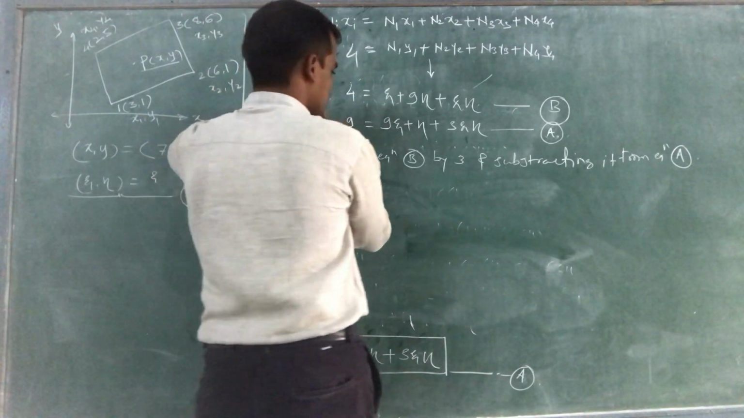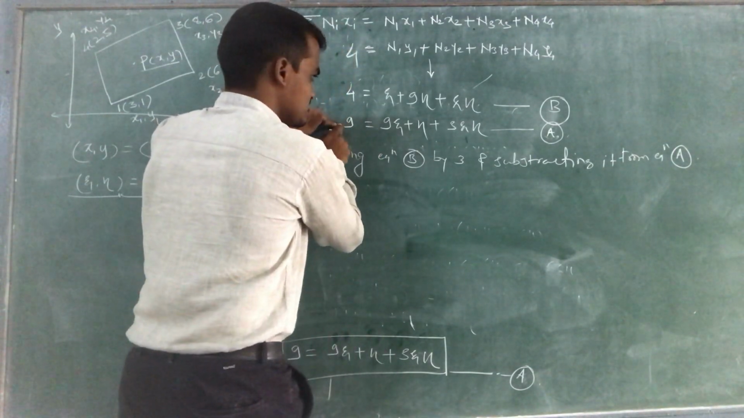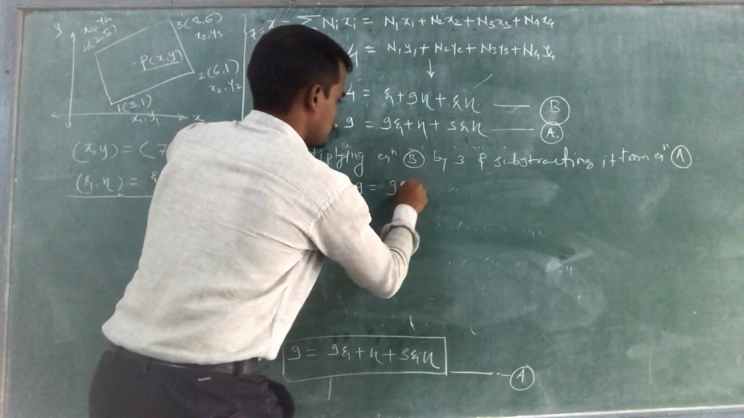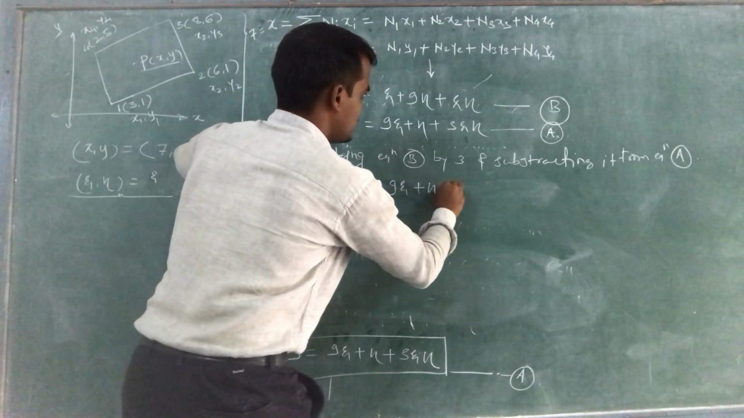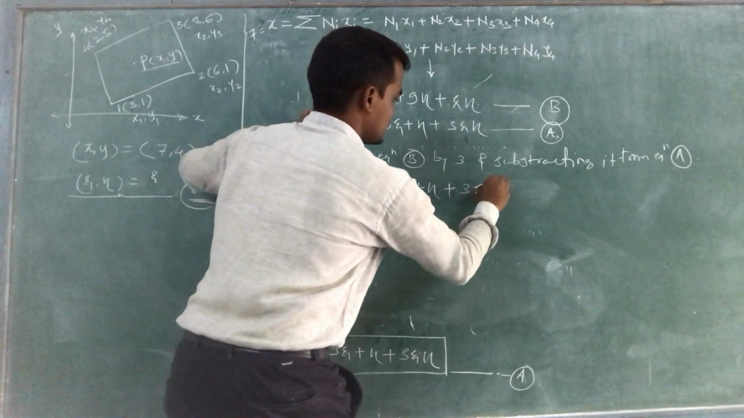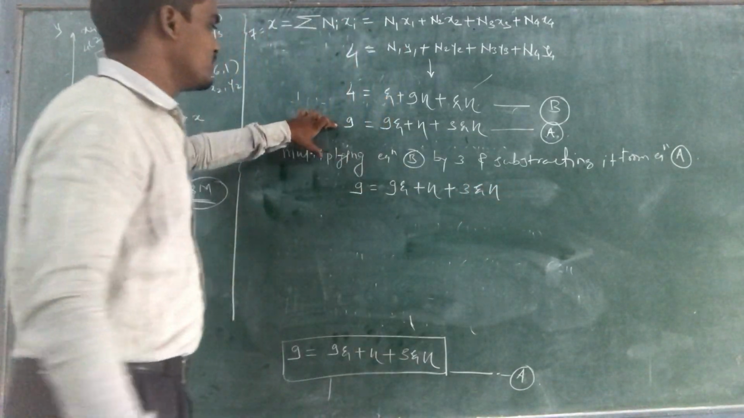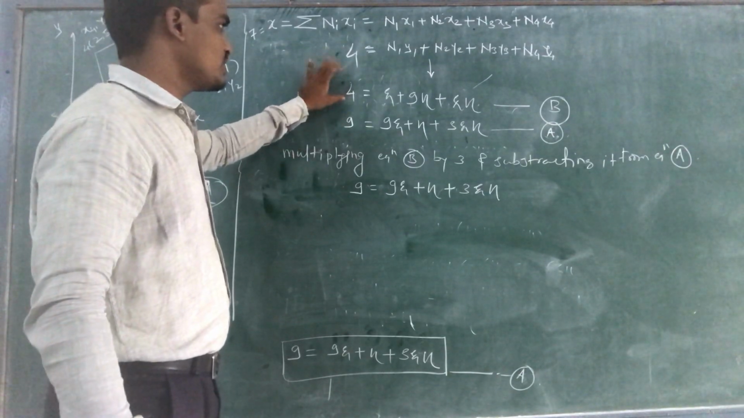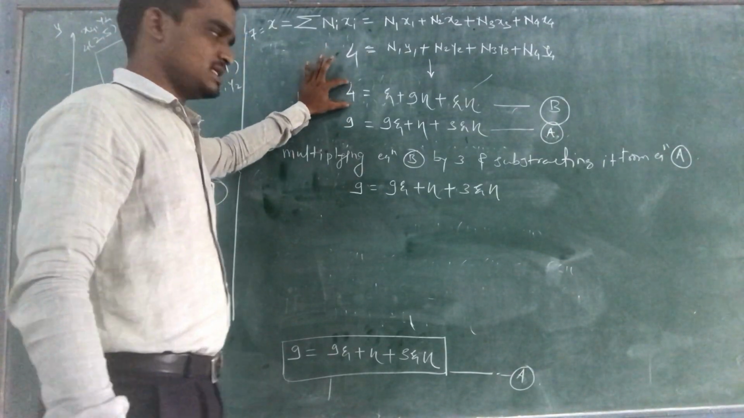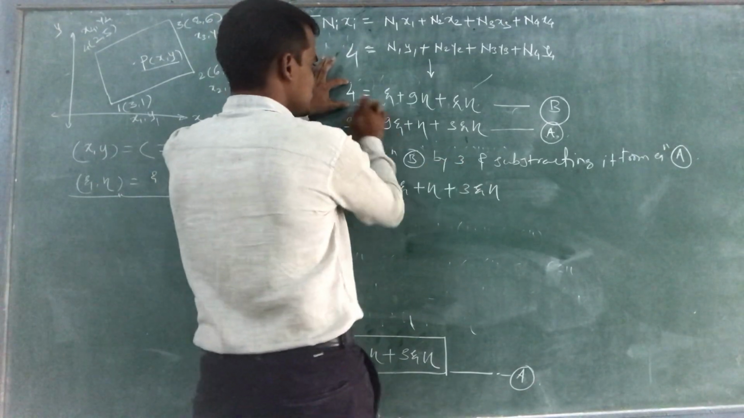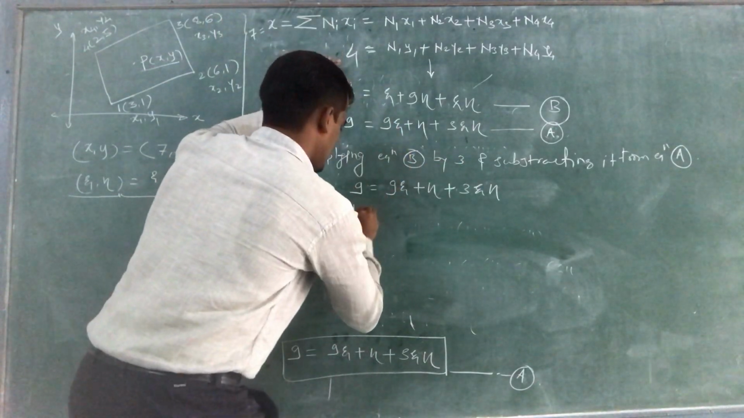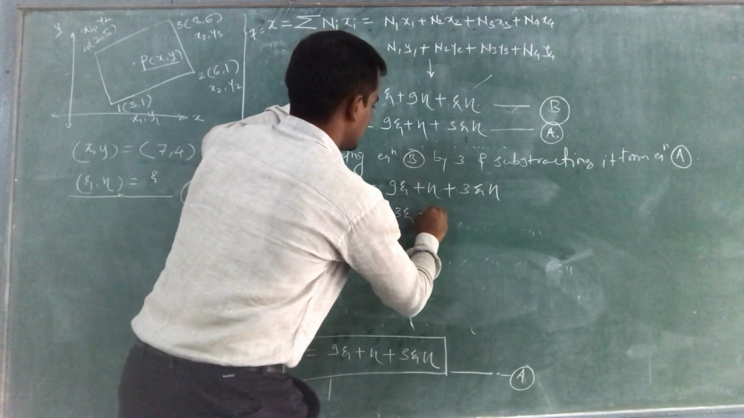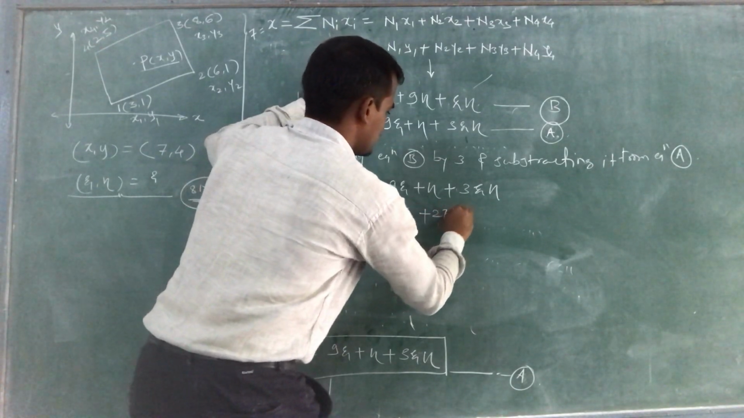Second equation as it is. So 9 is equal to 9 zeta plus eta plus 3 zeta eta. Now we need to subtract this equation from this equation, but first we need to multiply this equation by 3. So we will get 12 is equal to 3 zeta plus 27 eta.